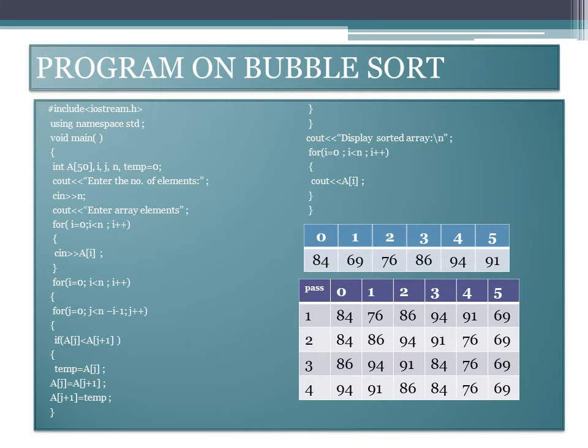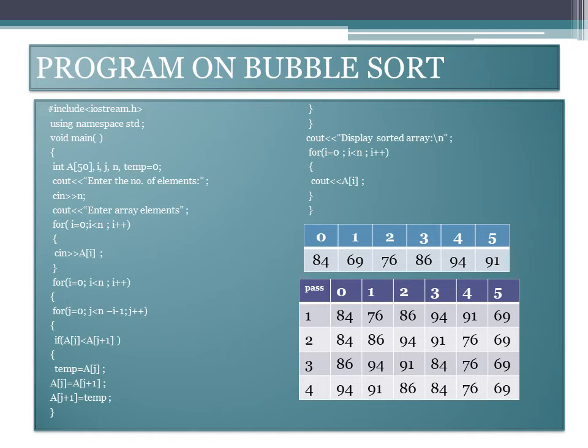84 less than 76, condition is false. We go j plus plus. 76 less than 86, condition is true. Like that, it keeps on swapping till we get the sorted array in descending order: 94, 91, 86, 84, 76, 69. I hope you understood the concept of bubble sort.